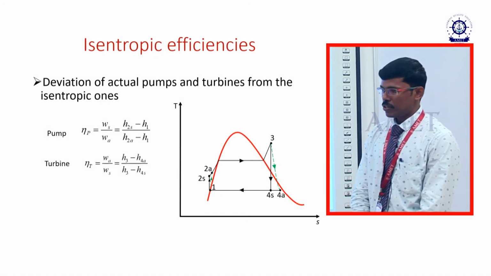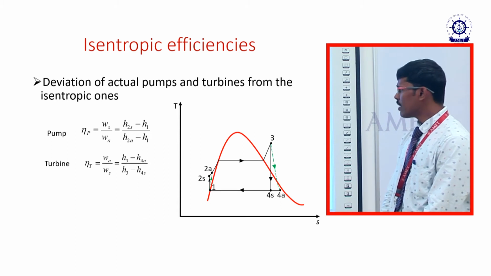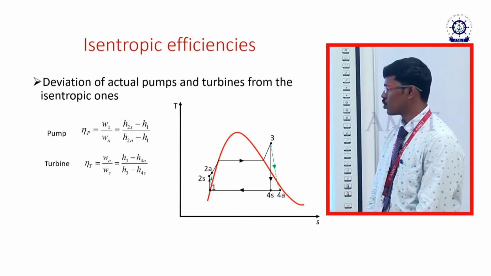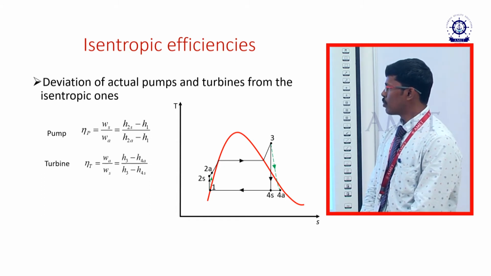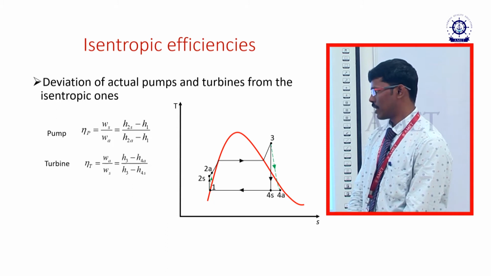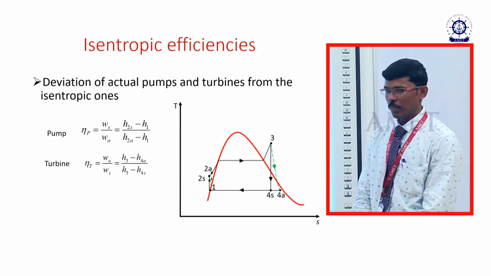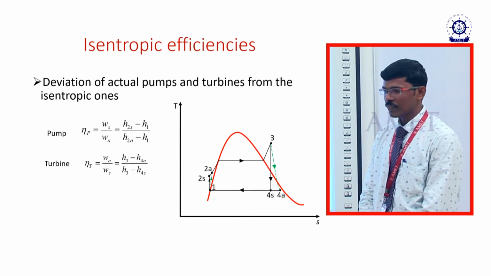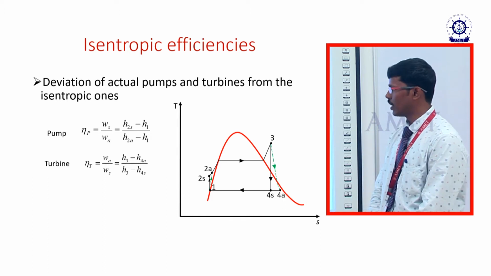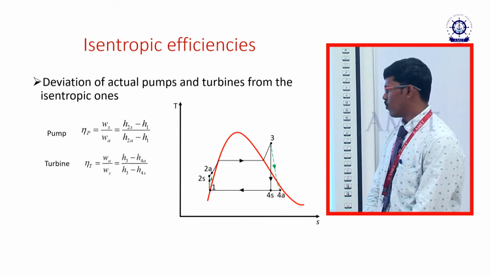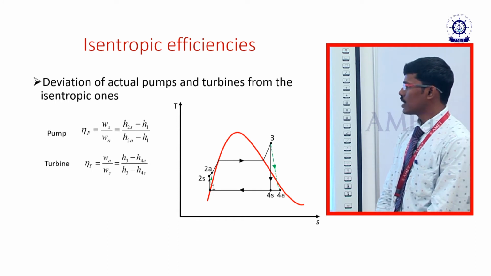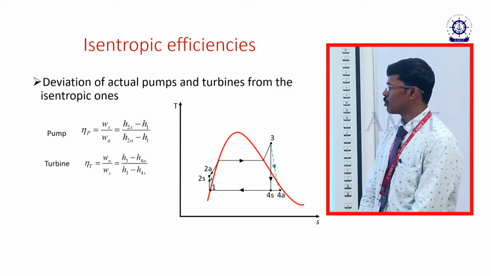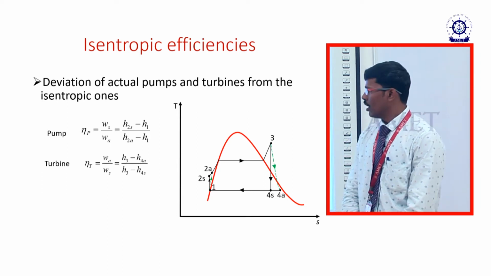The isentropic efficiency: basically, when we consider a pump and turbine operating at an isentropic condition, isentropic process, then the isentropic efficiency for the pump and the turbine is calculated. Why do we require this? Because we have certain irreversibility in the pump and the turbine, because of which there is a slight deviation between the actual and the ideal vapor cycle. So, here we are considering the efficiency of the pump and the turbine with respect to the isentropic efficiency.